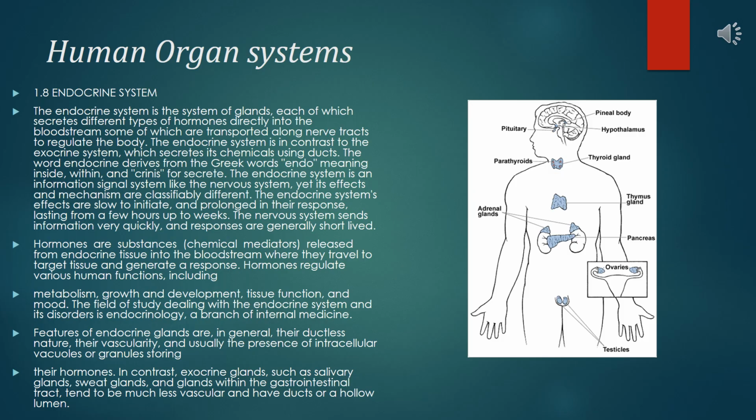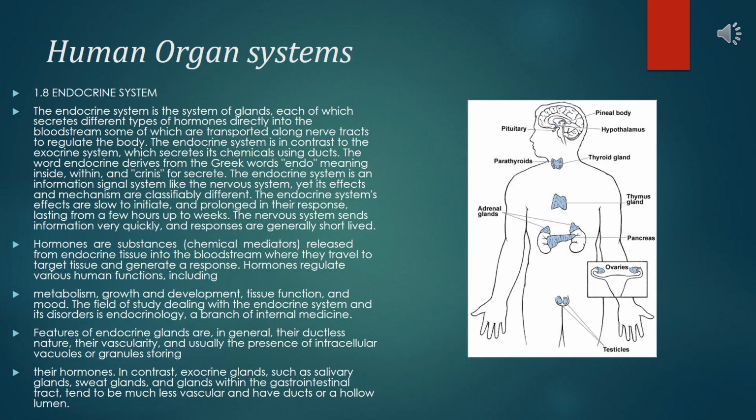Hormones are substances, chemical mediators released from endocrine tissue into the bloodstream, where they travel to target tissue and generate a response. Hormones regulate various human functions, including metabolism, growth and development, tissue function, and mood. The field of study dealing with the endocrine system and its disorders is endocrinology, a branch of internal medicine.